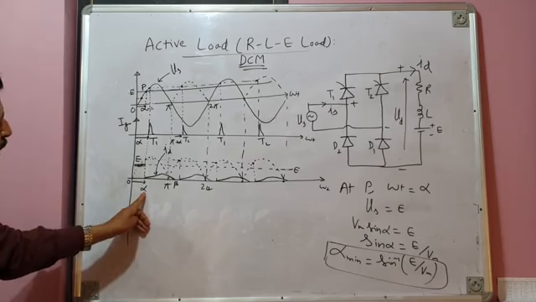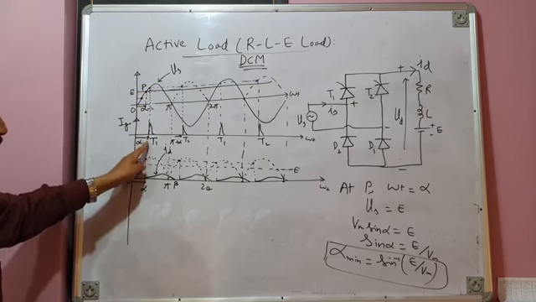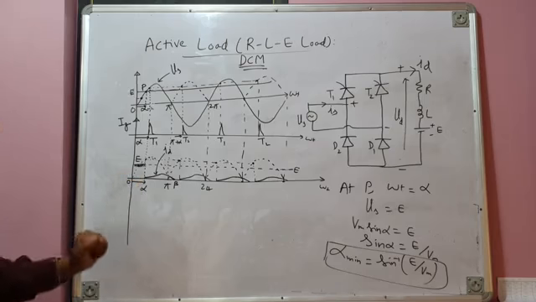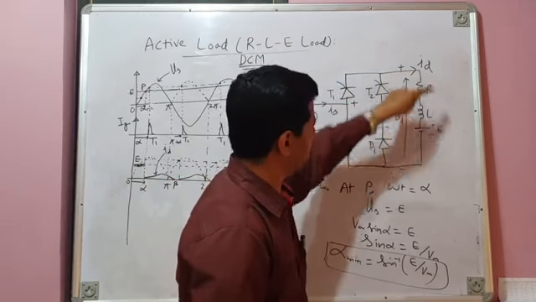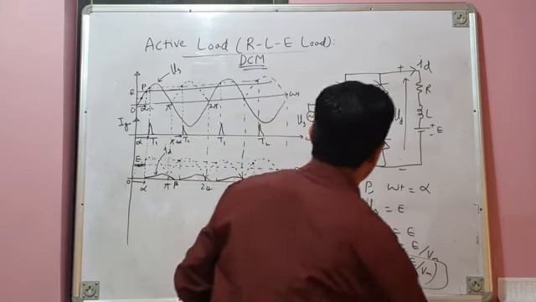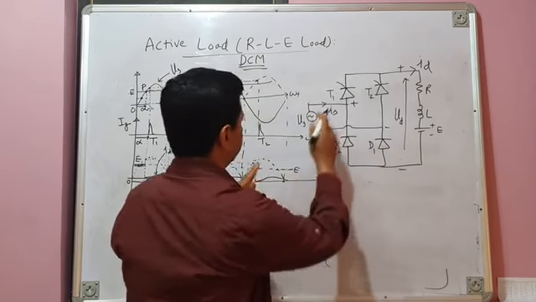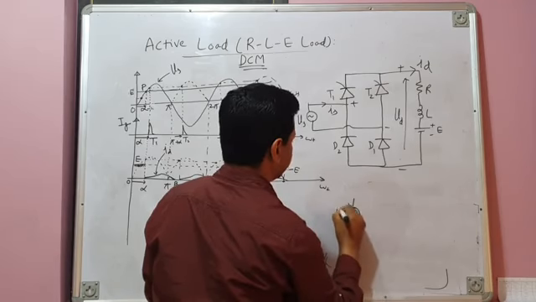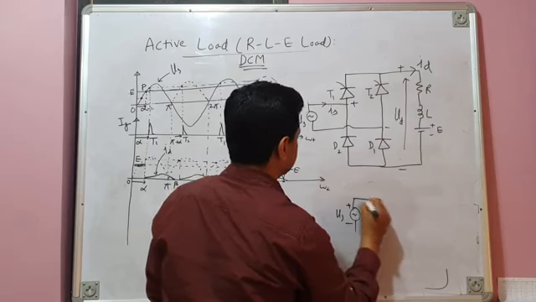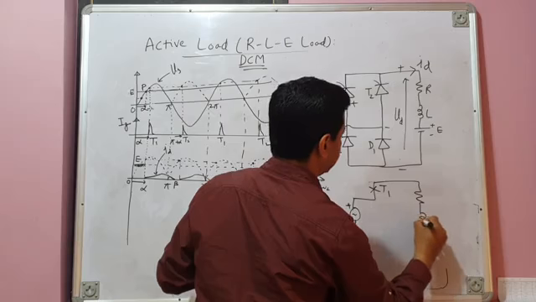At omega t equal to alpha, that means after alpha delay angle, during the positive half cycle of source voltage, firing pulse is issued to thyristor T1. So T1 immediately goes into conduction and current flows like this. Let me show you the equivalent circuit. The equivalent circuit of the converter when thyristor T1 is fired is like this. This is the positive half cycle of source voltage, plus minus. Thyristor T1 is on and this is your load.